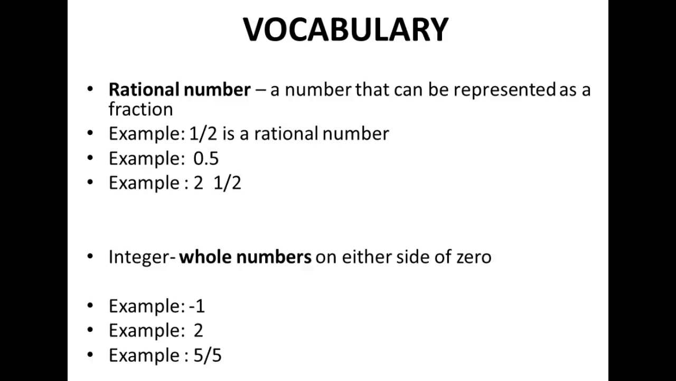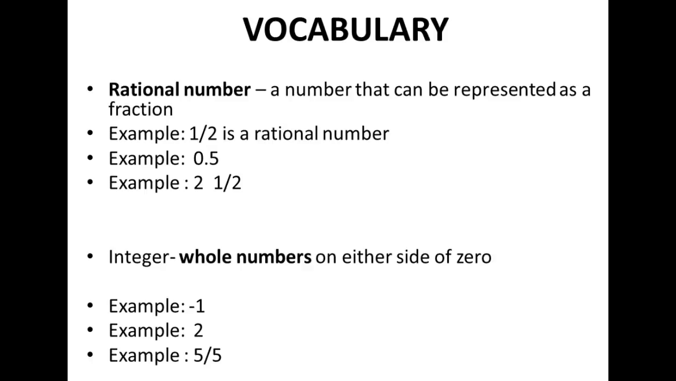If you recall, a rational number is a number that can be represented as a fraction. For example, 1/2 is a rational number, 0.5 and 2.5. Notice the 0.5. This is a decimal, but it is also a rational number because it can be represented as a fraction. It can be represented as 1/2.